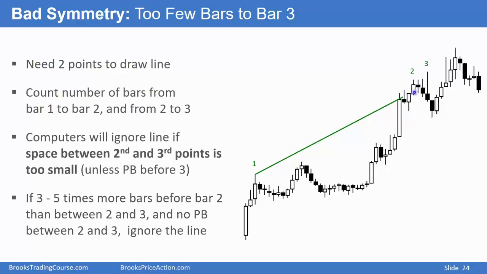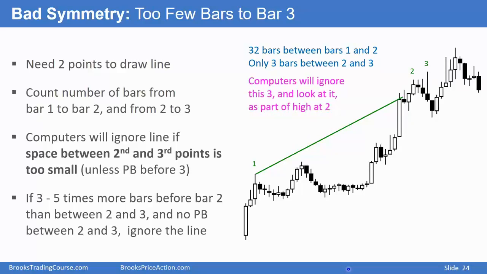Here we have just a few bars, and we have maybe 5 times more bars between 1 and 2. So computers will not be looking at this as point 1, point 2, point 3. They'll simply look at it as point 1, point 2, and maybe that as point 3. 32 bars between point 1 and 2, only 3 bars between 2 and 3. This is not a 1, 2, 3. This is a 1 and a 2. And they'll look at this collection of bars as simply point 2 and choose any one of them as the point 2 bar.